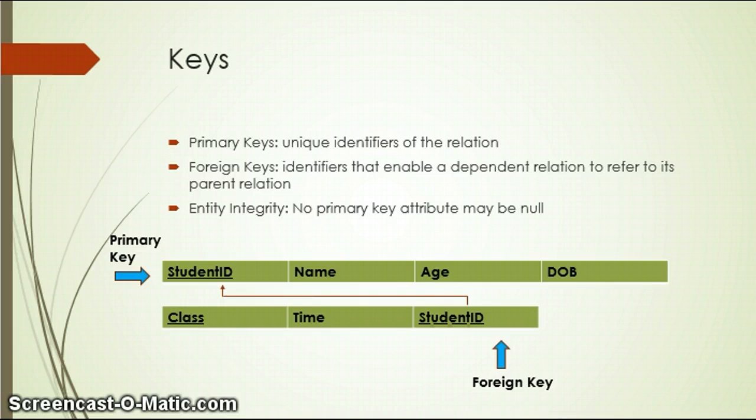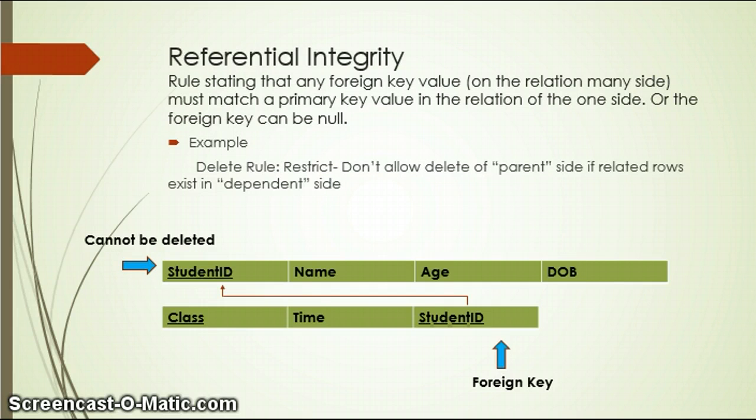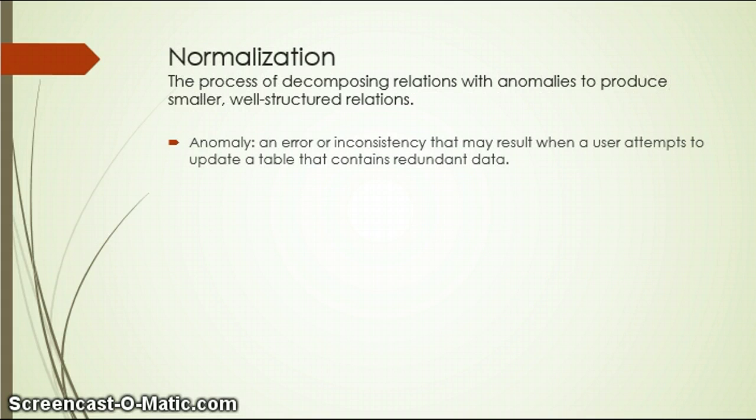Entity integrity. No primary key attribute may be null. Student ID may not be null. Referential integrity. Rule stating that any foreign key value on the relation many side must match a primary key value in the relation on the one side, or the foreign key can be null. Example: delete rule. Restrict and don't allow delete of parent side if related rows exist in dependent side. Student ID cannot be deleted because it has a value for foreign key.